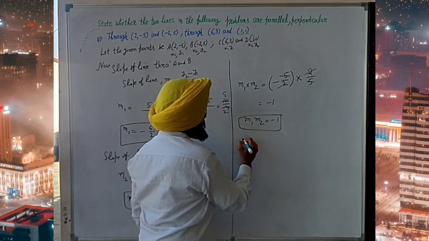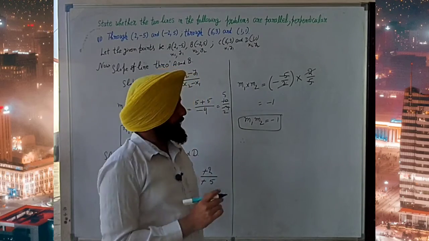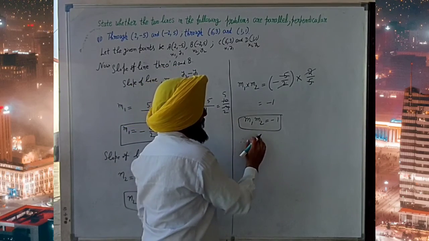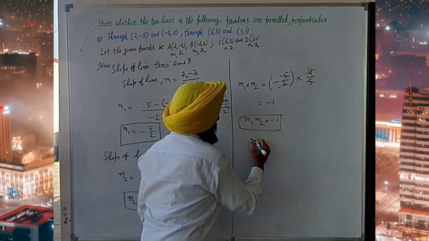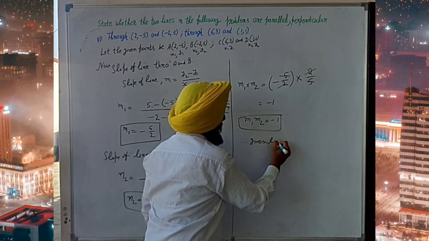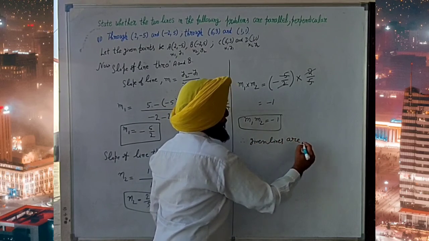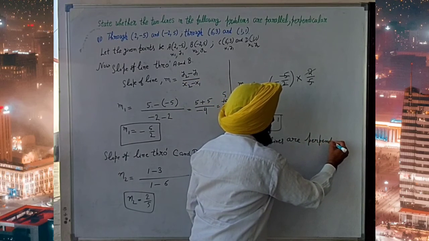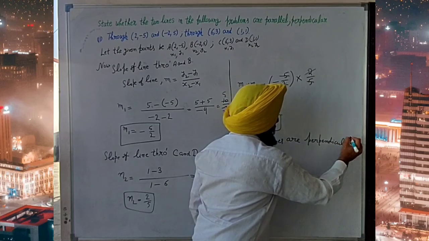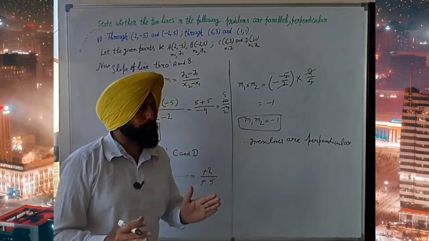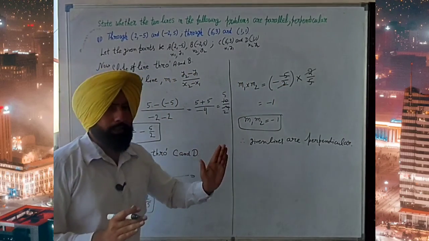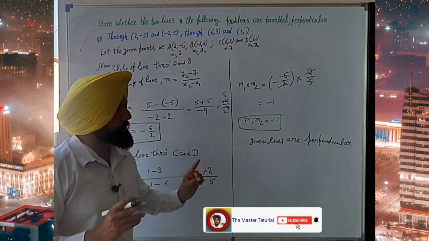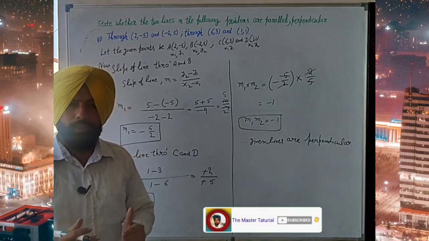Therefore, now m1 m2 the multiplication is -1. That means therefore given lines are perpendicular. If the multiplication of the slopes of both lines is -1, then we know that given lines are perpendicular.